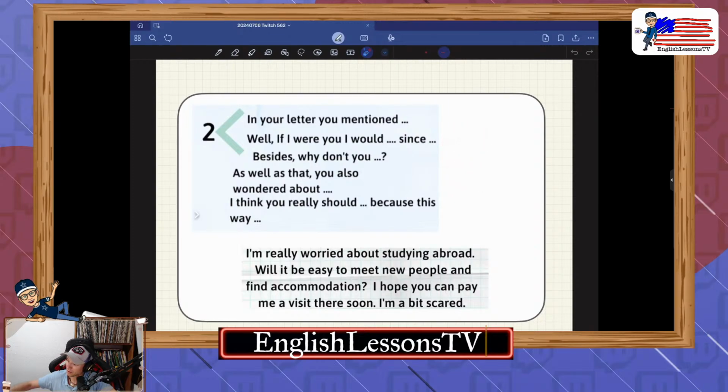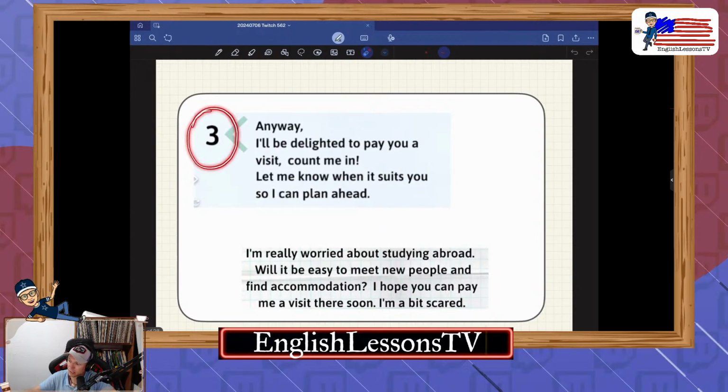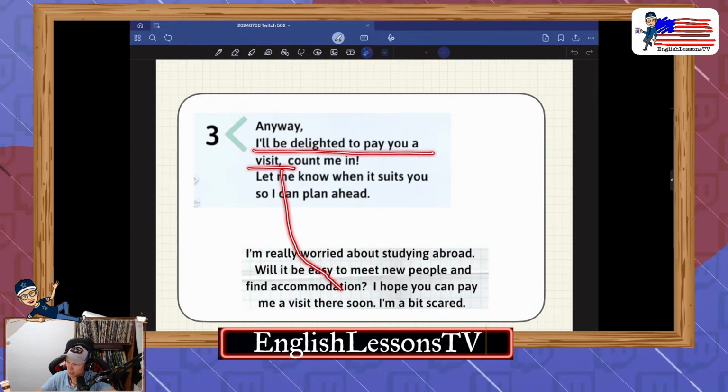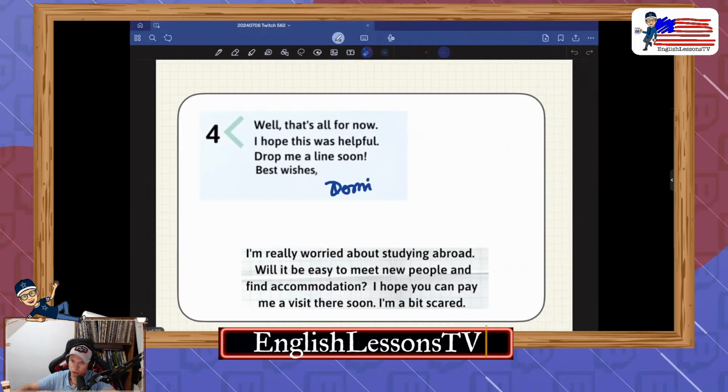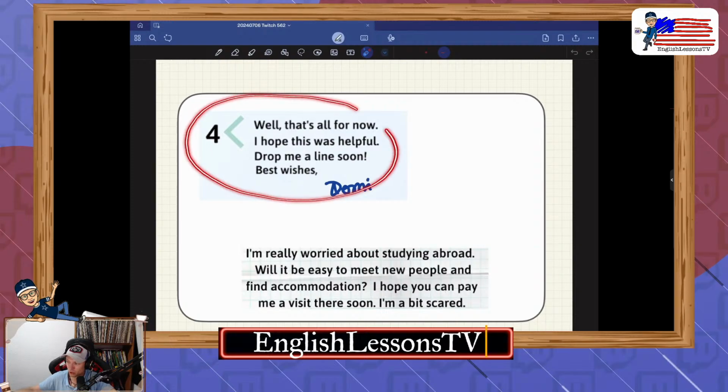Okay, then in sentence three, you have the question three. Anyway, I'll be delighted to pay you a visit. Here, count me in is an expression. Okay, count me in. Let me know when it suits you so I can plan ahead. I can plan beforehand. Okay, so that would be question three. Let's go to the last part where you're closing.